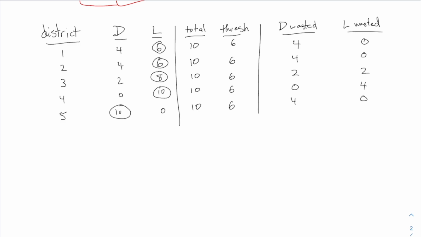Is that a question? For the last one, why is the D wasted 4 and not 10 if D lost? For the last one, the D's won. It was 10 to 0. Right, I'm not sure what you mean, but yeah, here the D's got 10. They needed 6 to win. So they did win, but they got 4 extra. And that's the 4 wasted. Yeah.